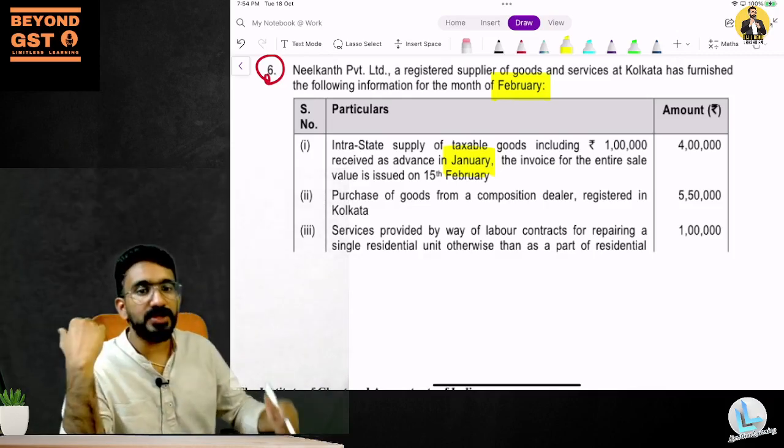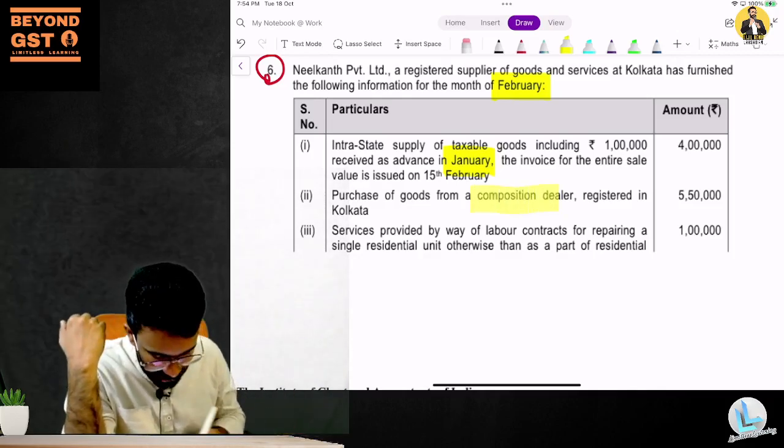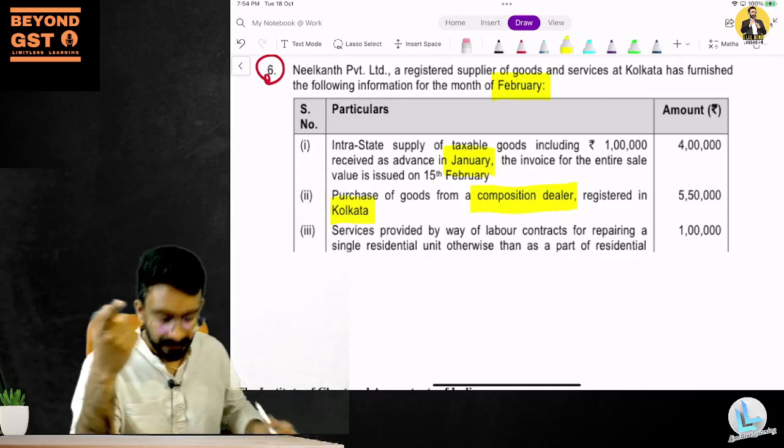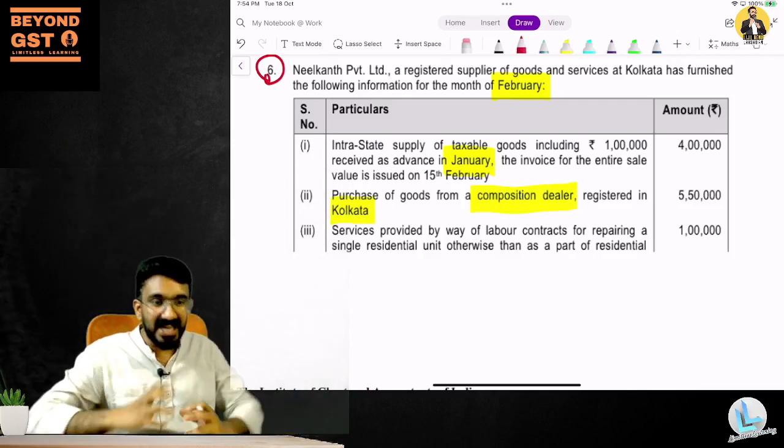Then, purchase of goods from composition dealer registered in Kolkata. Now, first thing that we need to understand is this kind of mix-and-match questions.